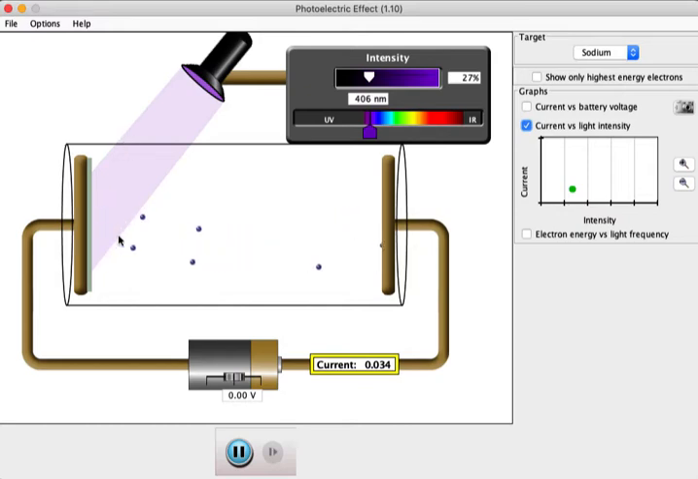Let's see though how the current that we get depends on the intensity of this light that we're shining on. So I'm just going to turn it up. I'm not going to change the frequency or the wavelength of this light. I'm just going to make it more intense. I'm going to turn up the light bulb. Now let's see what happens. You turn it up, you can see the current going up here. You can see it on the plot here, the current's going to go up.